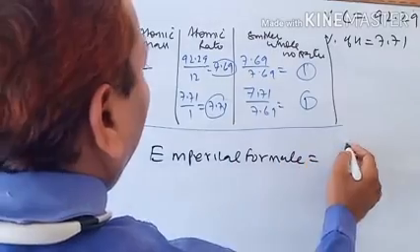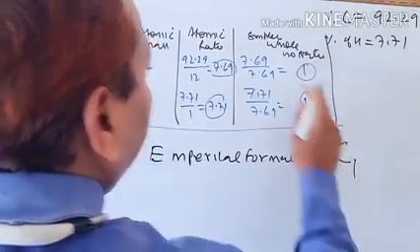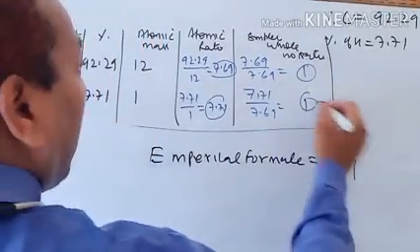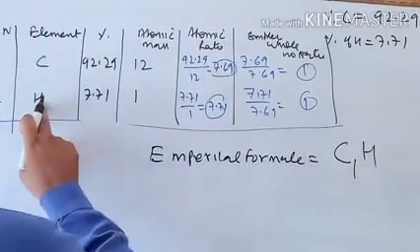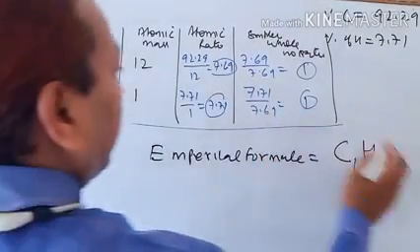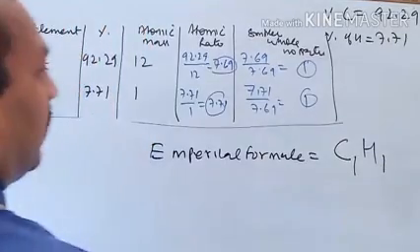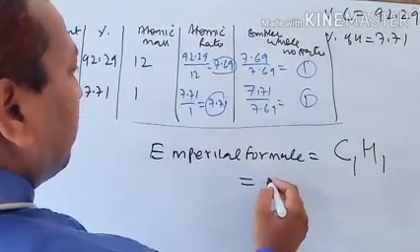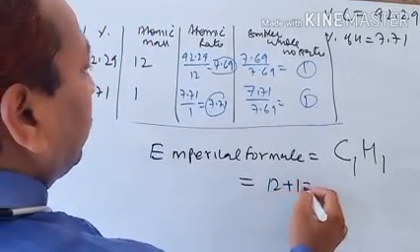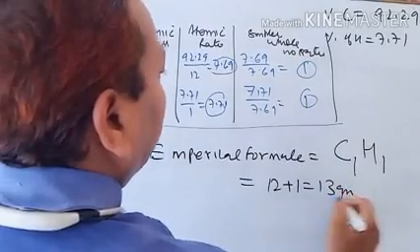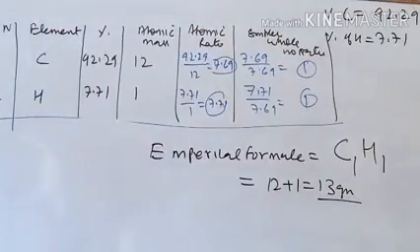Children, we know carbon has value 1, so write 1. Another element is hydrogen. 1 has come, write 1. So C1H1, this is the empirical formula, and the empirical mass 12 plus 1 is equal to 13 gram. So children, this is the empirical formula.